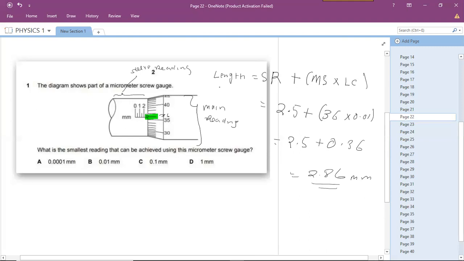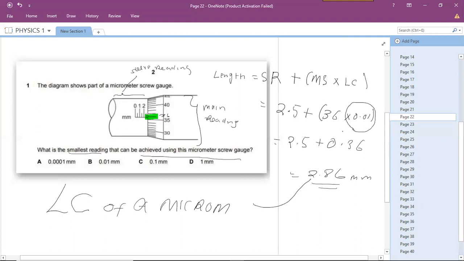But let's read the question. The question says the diagram shows part of a micrometer screw gauge. What is the smallest reading that can be achieved using this micrometer screw gauge? They are asking for the least count of a micrometer screw gauge. So what is the least count? The least count, LC, is 0.01 millimeters. Exactly. So we go to our multiple choice and say, all right, our answer is 0.01 millimeters.